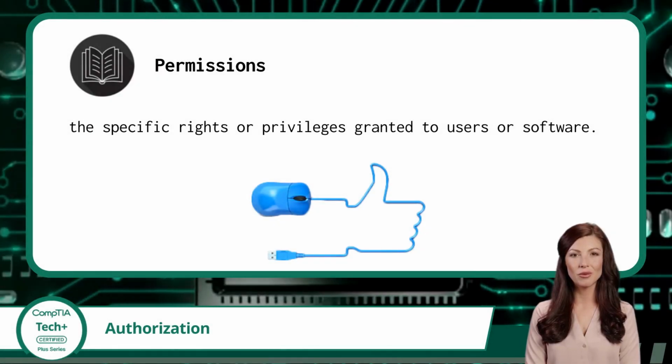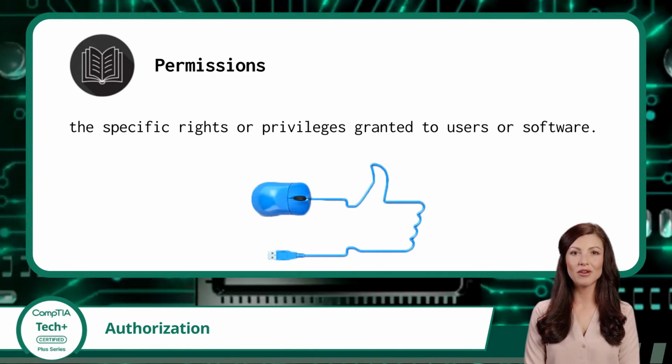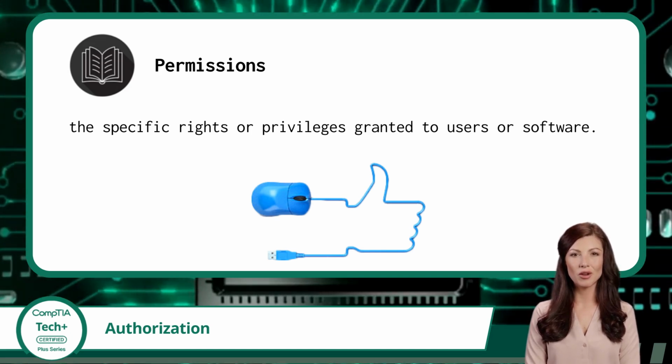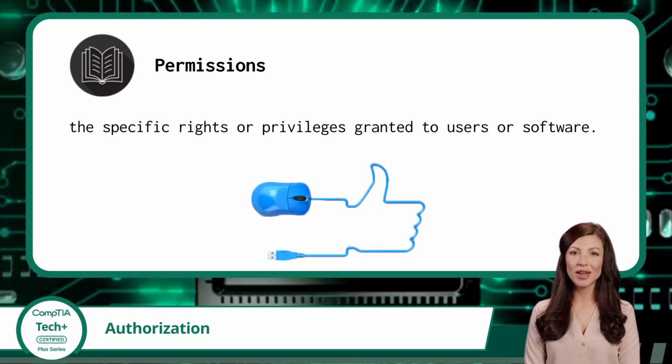That leads us to permissions. Once you're logged into a system, permissions define the specific rights or privileges granted to users or software. These are the detailed rules that decide what you can and cannot do. For example, you might be allowed to read a file but not modify it, or access a database without being able to change any records. Permissions are what give structure and control to a user's role in a system.